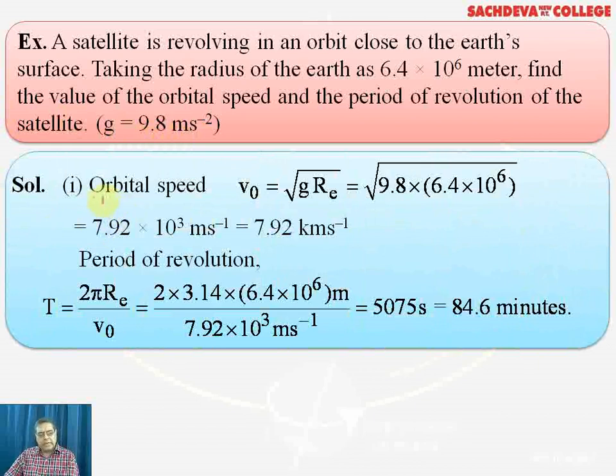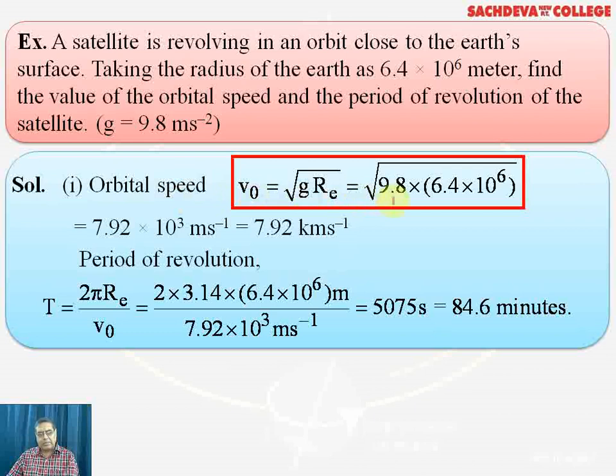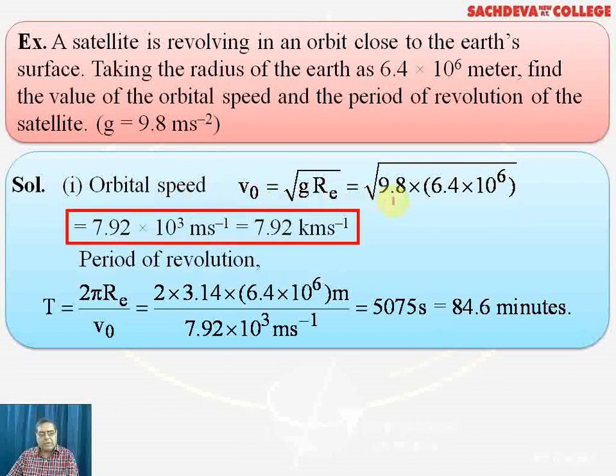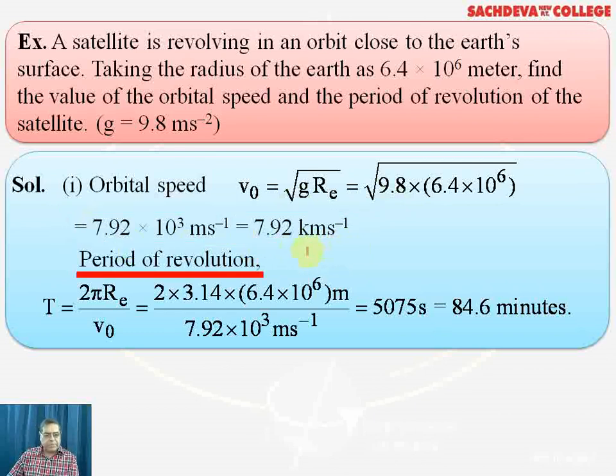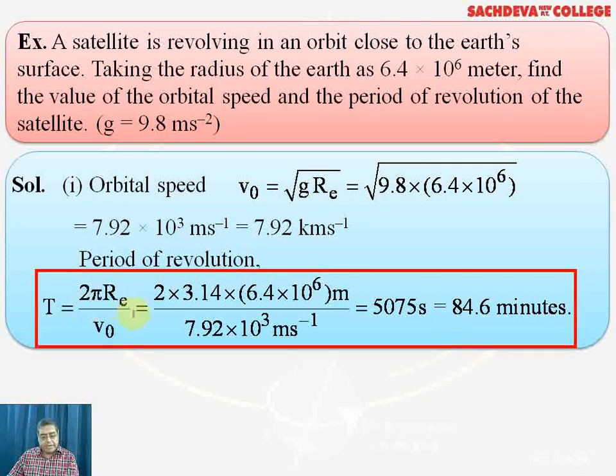As shown in the calculations, orbital speed is the square root of g into Re. I have explained earlier. Put the values of g and Re and you will get the orbital velocity. Multiplied by 10 to the power 3 meters per second, it becomes 7.92 kilometers per second. Now we come to the period of revolution, that is distance over speed. Distance is 2 pi Re divided by v naught. Compute the values and get the value of T. It is found to be 84.6 minutes.